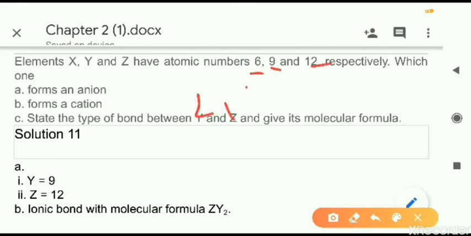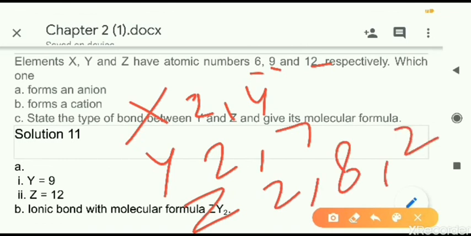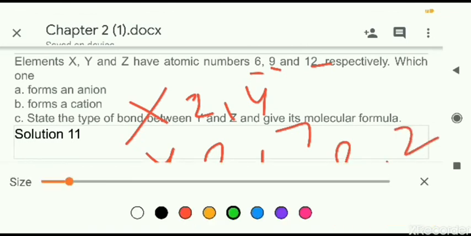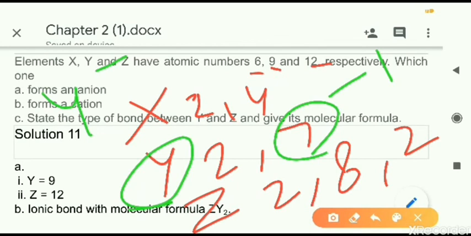Atomic number 6 will have 2, 4, that is for element X. Next, Y has atomic number 9, so it is 2, 7. Next, Z has the configuration 2, 8, 2. Now, based on this, atomic number 9 has 7 valence electrons, so only one is needed. It can gain 1 electron and form a negative ion. So Y will form the Y minus anion. So the answer to part A is Y.